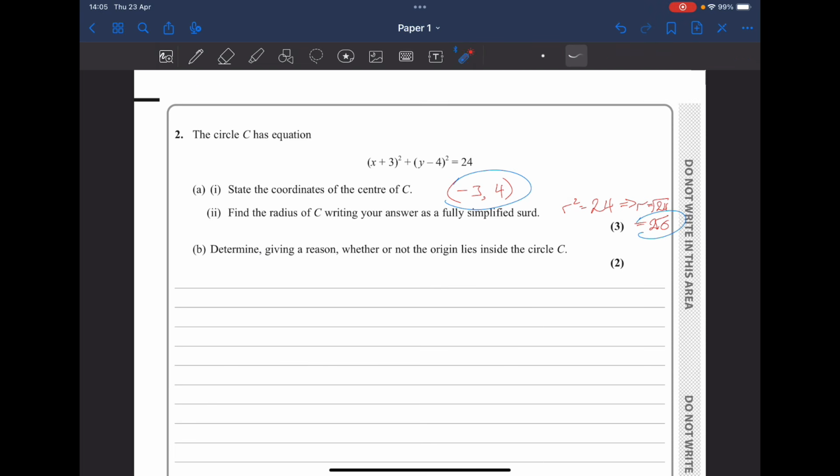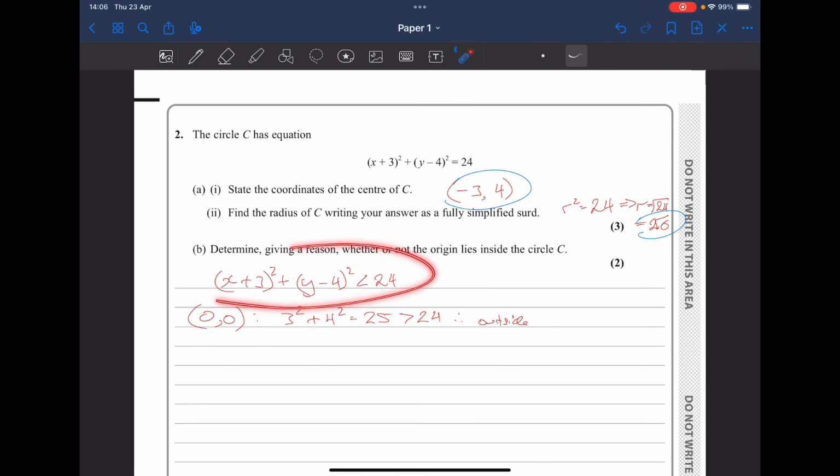All looks good. Now part B, determine, giving a reason, whether or not the origin lies inside the circle. So to test that, we want to think about inside the circle is going to mean that (x + 3) squared plus (y - 4) squared is less than 24. Well, if we go and put in the origin, i.e. (0, 0), what we end up with is that 3 squared plus 4 squared equals 25, and that's bigger than 24. So therefore, the origin is outside the circle.